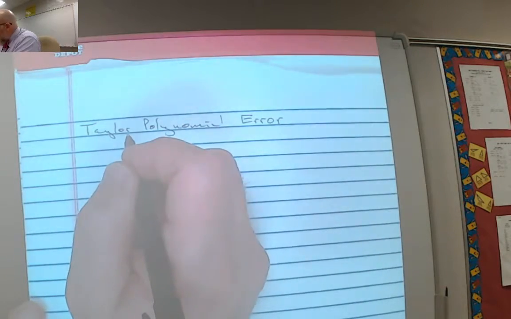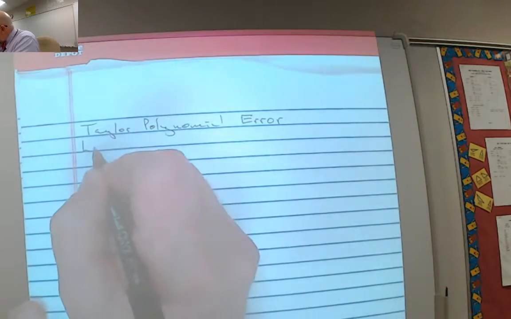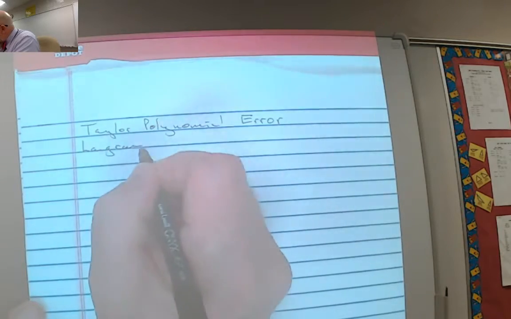And it's also called the Lagrange error.